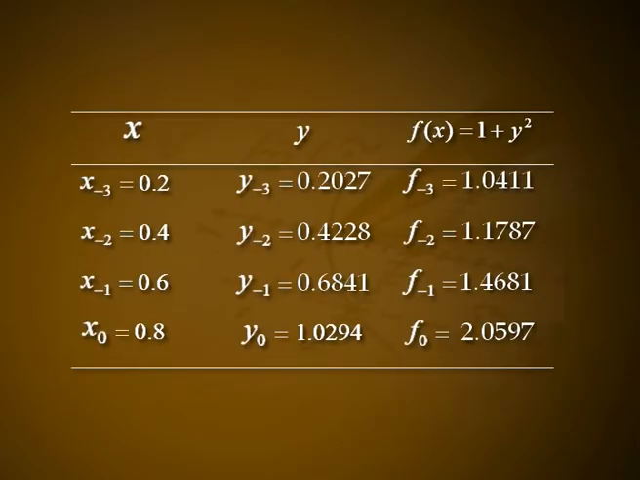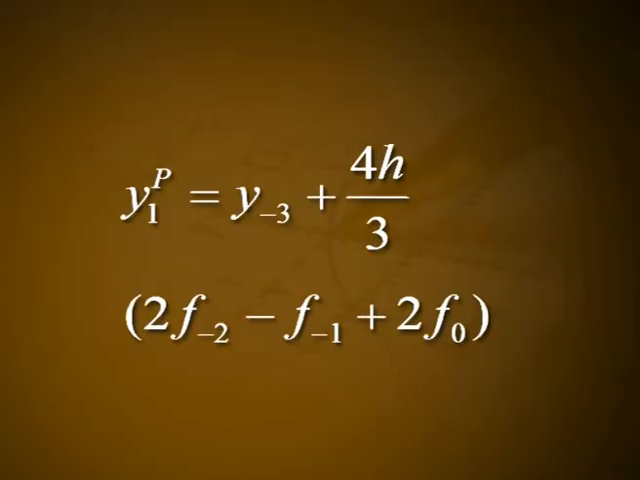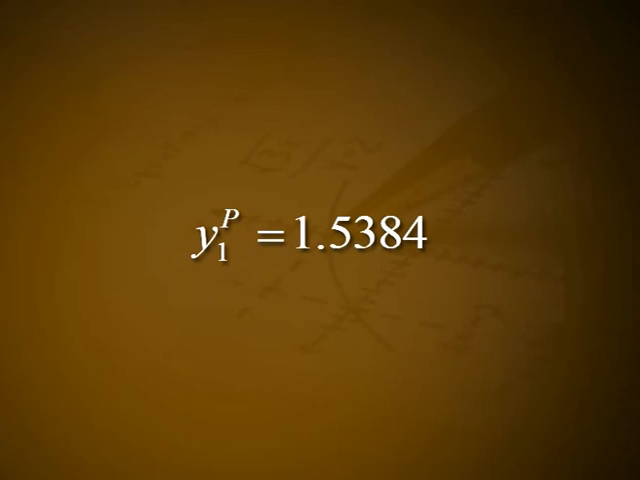follows. Substituting these values in y_1^p = y_{-3} + (4h/3)(2f_{-2} - f_{-1} + 2f_0), we obtain the predicted value of y_1 at x_1 = 1.0 as y_1^p = 1.5384.